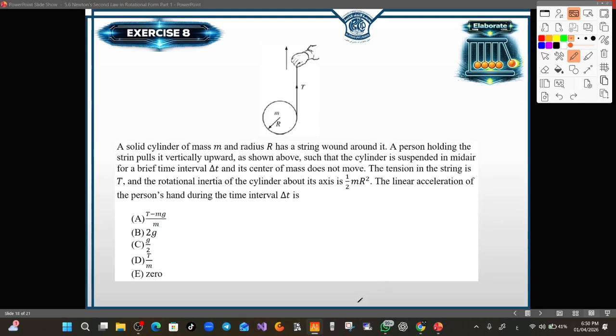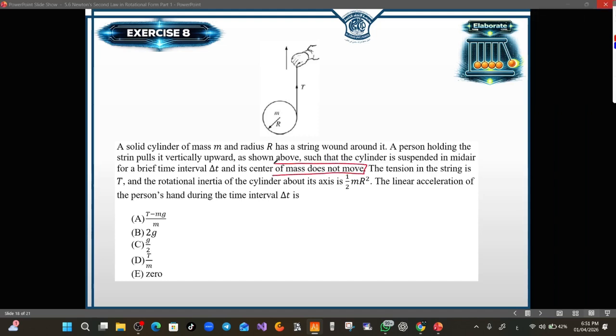A solid cylinder of mass m and radius capital R has a string wound around it. A person holding the string pulls it vertically upward as shown above, such that the cylinder is suspended in mid-air for a brief time interval delta t, and its center of mass does not move. And this is really important.